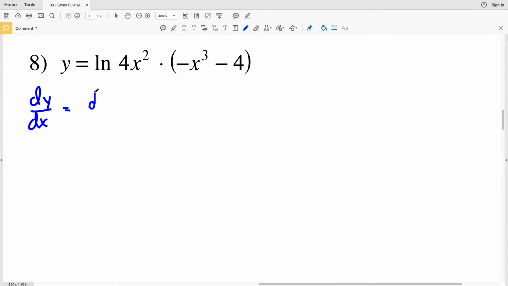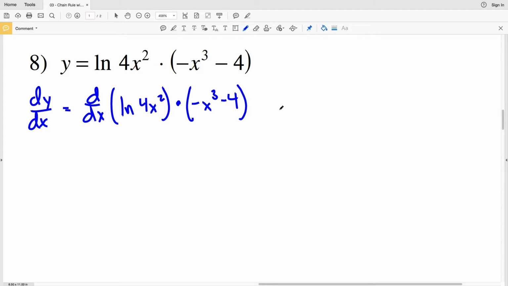So we're going to have the derivative of the ln of 4x squared, and we'll be multiplying that to negative x cubed minus 4, and then adding that to our first function, the ln of 4x squared, times the derivative of our second function, negative x cubed minus 4. So calculating this out, we're going to need to use the chain rule for our first derivative.